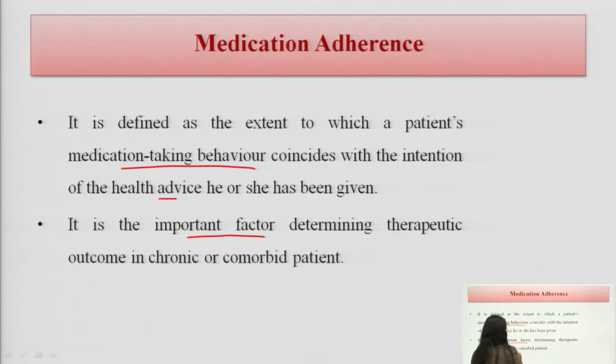Now, it is an important factor for determining therapeutic outcomes, especially in patients who are chronic or in a comorbid situation. That means a patient is suffering from diabetes and also from hypertension or any other condition. In that scenario, it becomes very important to know the adherence of the patient, how much percentage the patient is following of the prescription order.